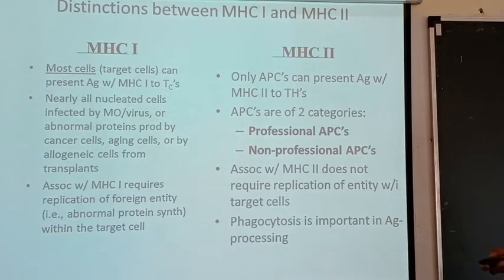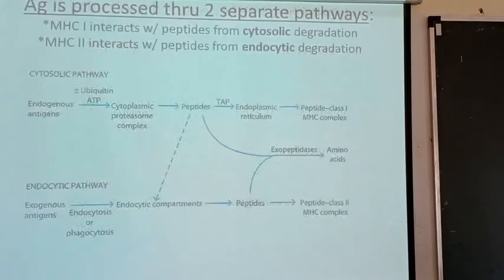There are two types of APCs: professional APCs and non-professional APCs. MHC2 does not require any replication of the entity. This is the basic difference. Here the replication is very important, while here replication doesn't have any importance in the target cells. So with MHC2, phagocytosis of the antigen is carried out for processing.